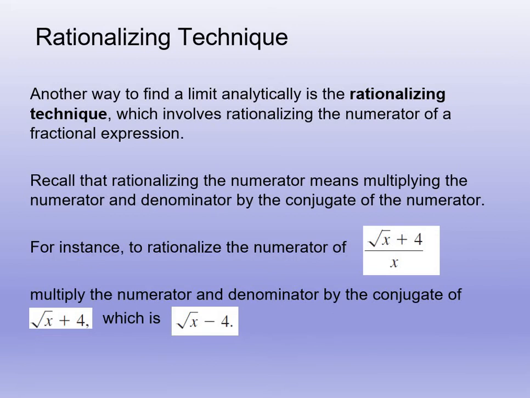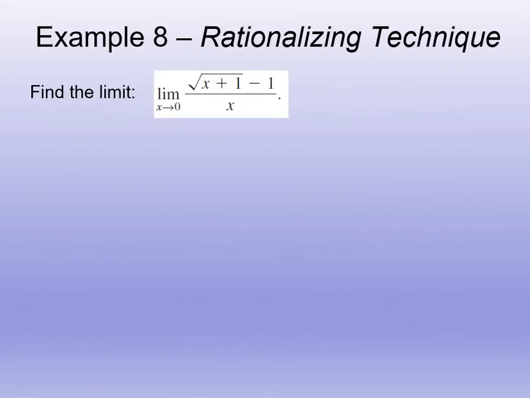the square root of x plus 4 divided by x, we're going to multiply the numerator and the denominator by the conjugate. So if you remember, the conjugate is the same function with a different operation. Okay, so in this case we have square root of x plus 4, its conjugate is square root of x minus 4. Okay, so we're going to multiply the numerator and the denominator in this case by the conjugate.